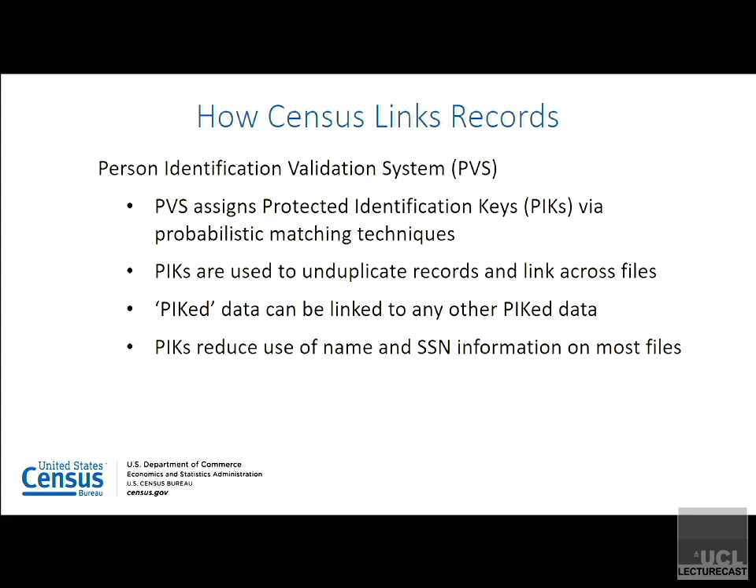So here's how we link. We have homegrown software that has a name, but it's like a bunch of SAS programs and a C program and things like that. We call it the Person Identification Validation System. It assigns a unique number to each person. We call it a PIK, a protected identification key. And every file where I show up, I have the same PIK, if we did it right, unless there's a mistake. But that's how that works. So it's trivial, when the work is done, to find me in every file we have, because I'm assigned the same value on this variable.